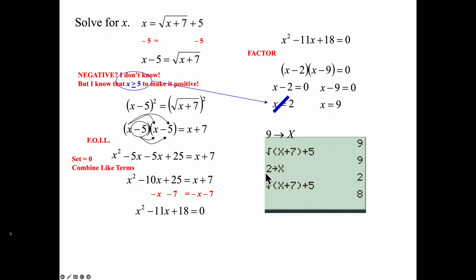So here my screenshot, my 9 stored for x fell off the screen. So there's the 9. I typed in the square root of x plus 7 plus 5, and that equaled 9 for my x. But when I store 2 in for x, I type in the same right-hand side. Now it's an 8 and not a 2. So yes, this answer doesn't work. We throw it out.